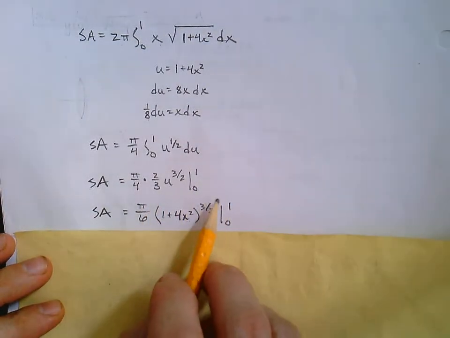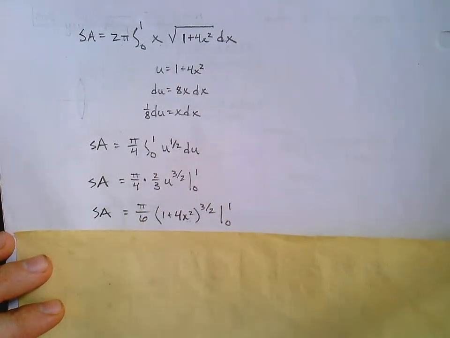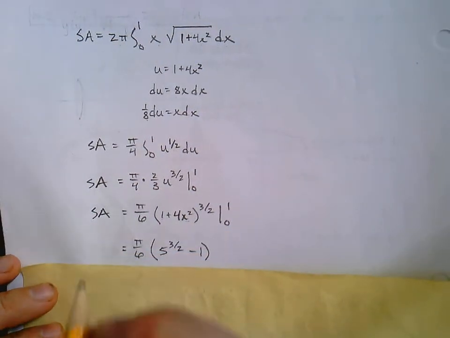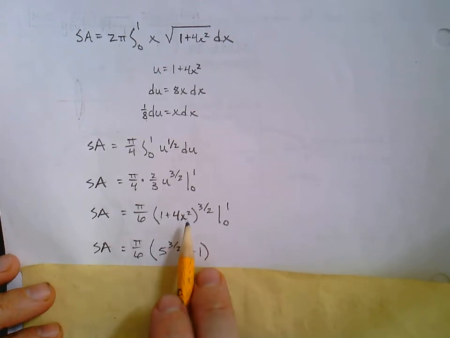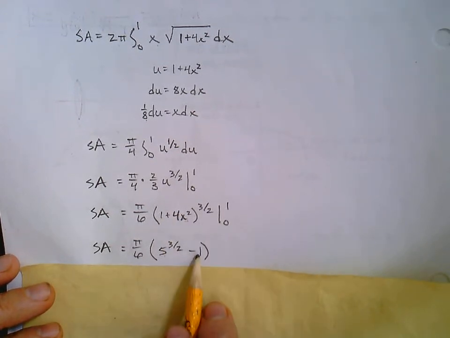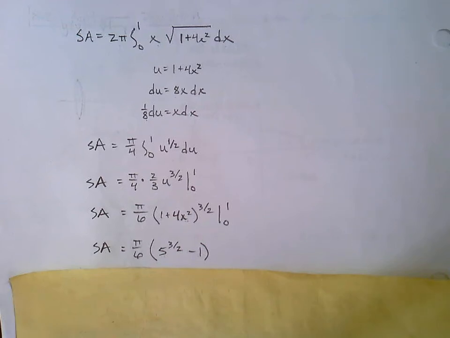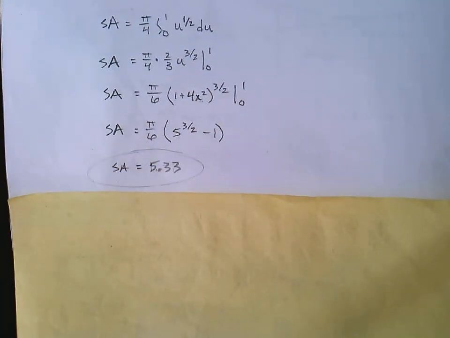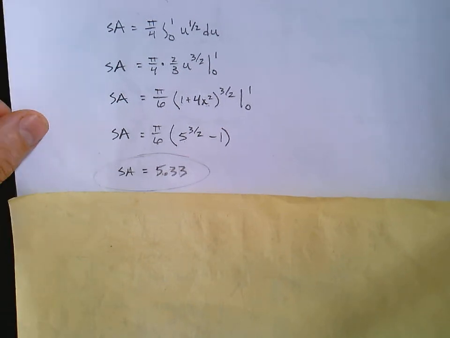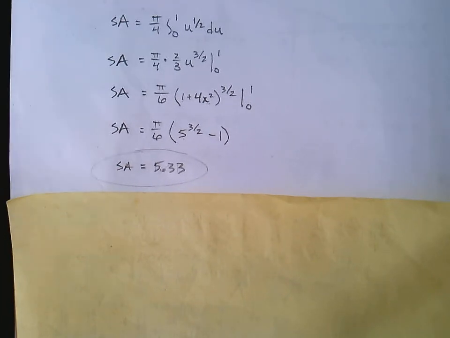And now we can plug in. Plugging in the 1 would give us 5. So pi over 6 would be 5 to the 3 halves. Plugging in 0 would be 1 to the 3 halves. So there we go, minus 1. And at this point, grab your calculator, finish it off. Surface area here is 5.33. Okay. Let's stop this video here. One more example to come.